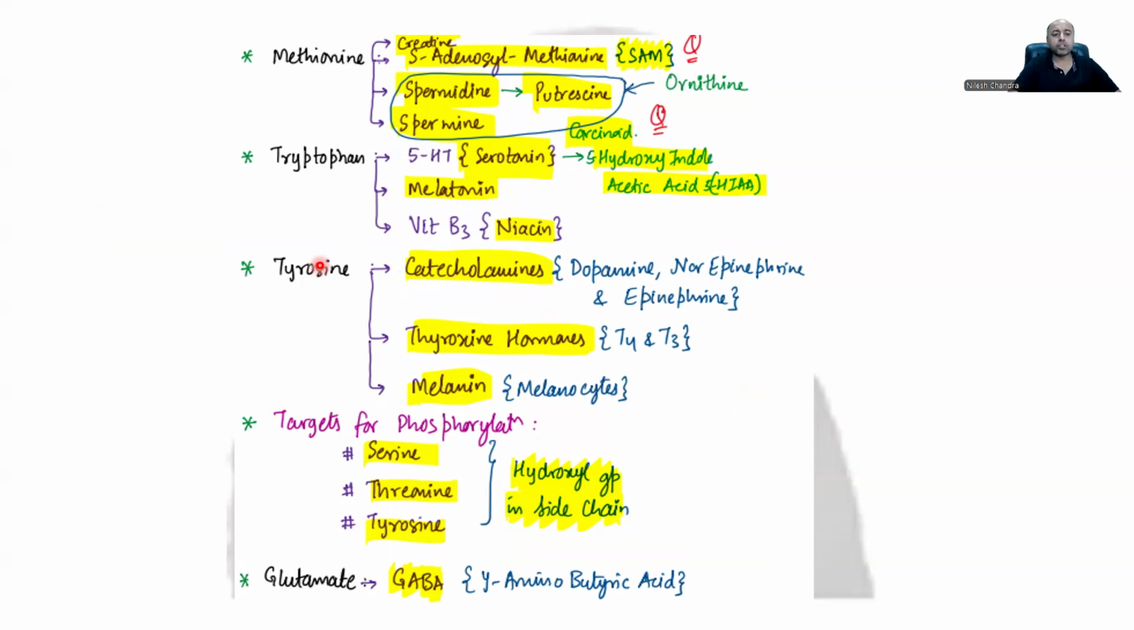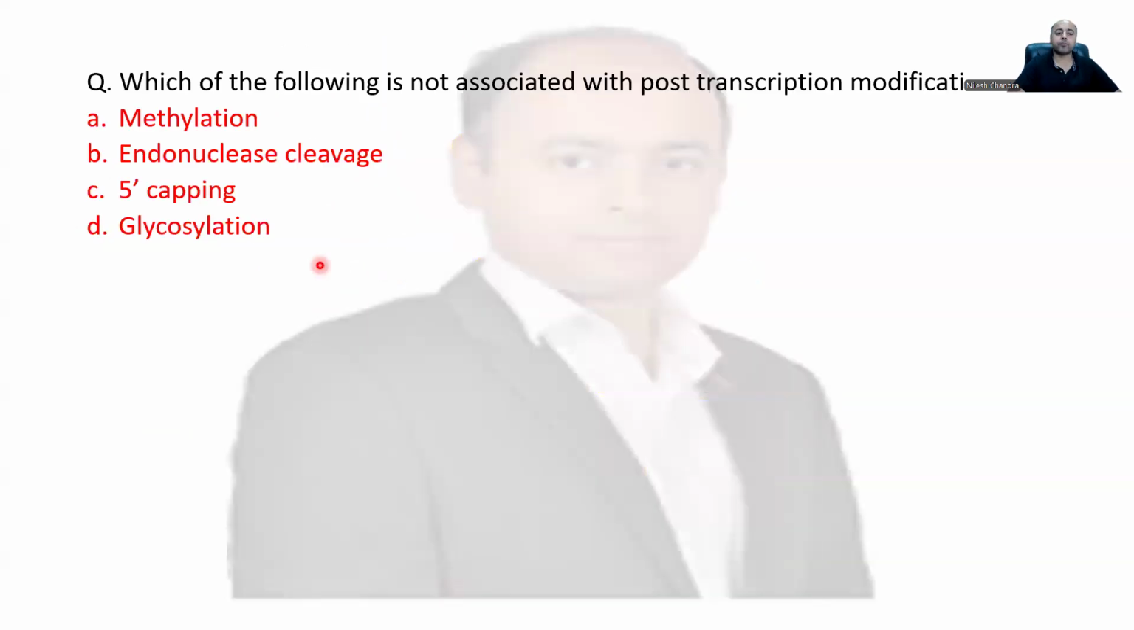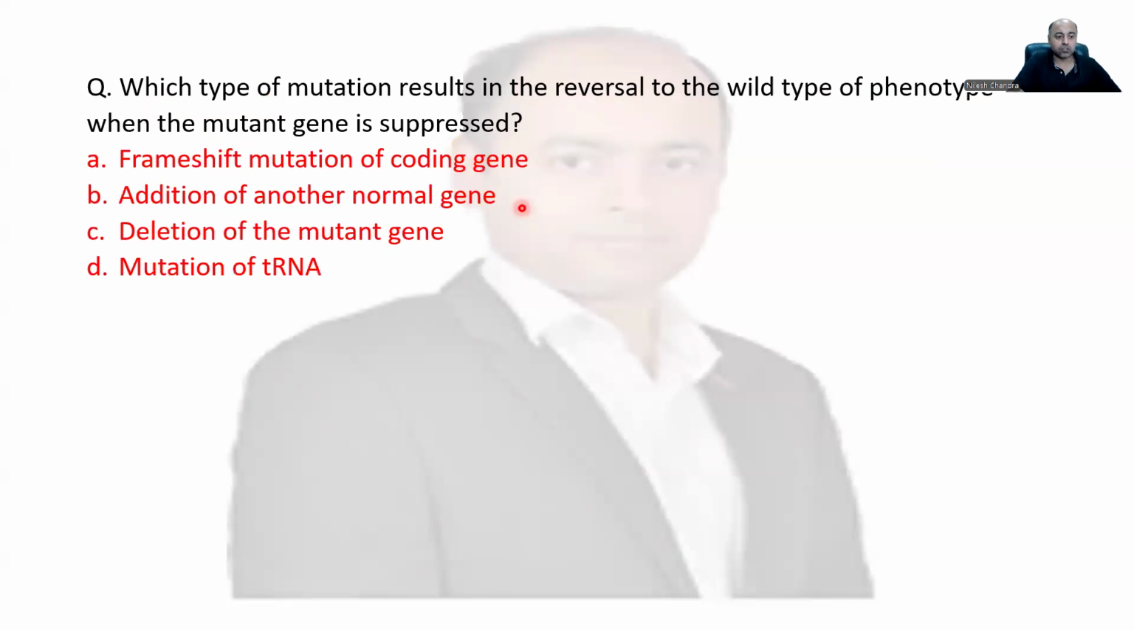One of the again commonly repeated questions, and we frequently get this type of thing in your exam. Which of the following is not associated with a post-transcription modification? Your options are methylation, endonuclease cleavage, 5' capping, glycosylation. So here the answer is glycosylation. Glycosylation is a change which is seen in the proteins. So it is a post-translational modification, not a post-transcriptional modification. We'll talk about the post-translation modifications and the post-transcriptional modifications in our topic discussion later on.